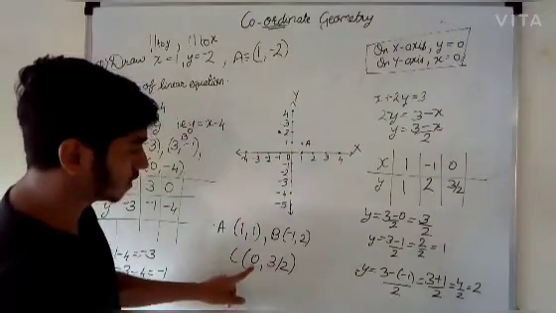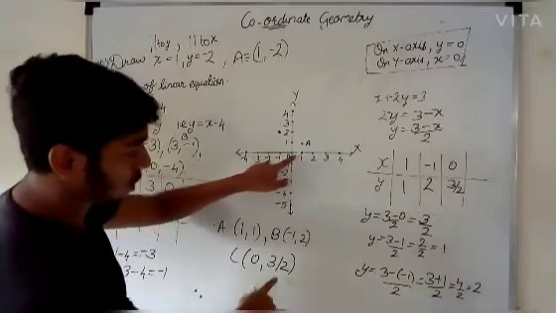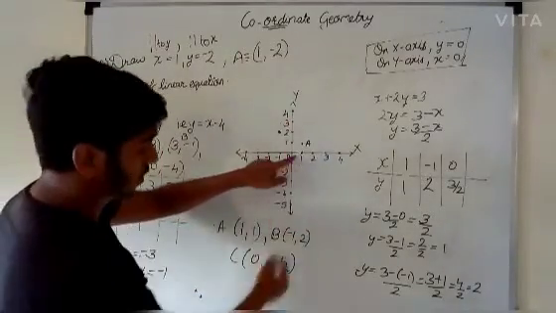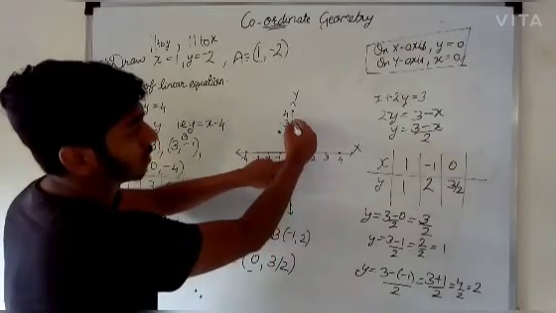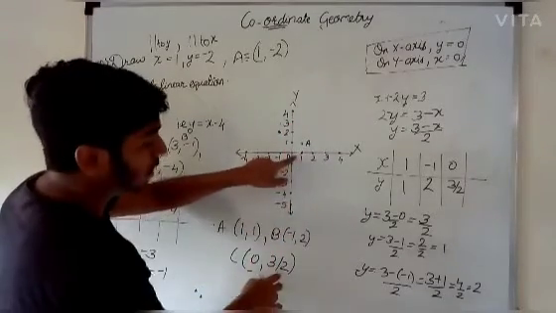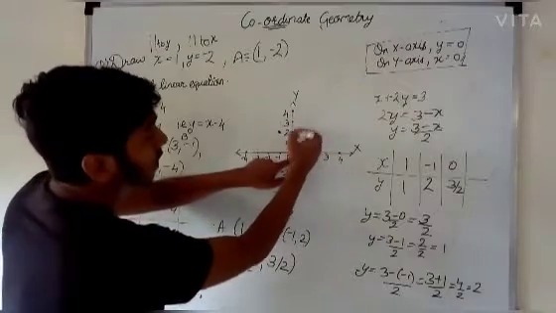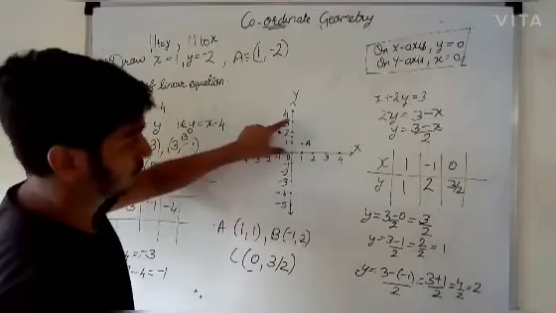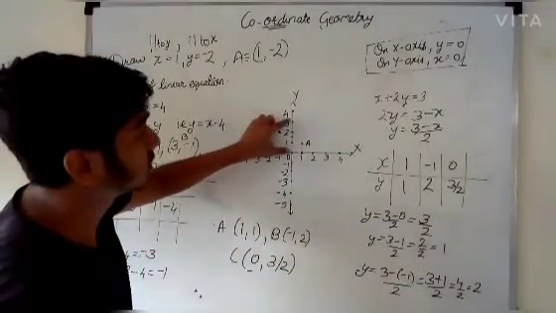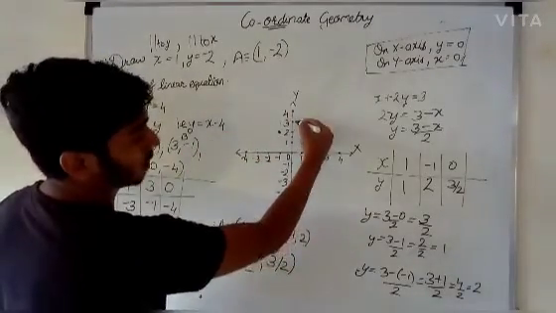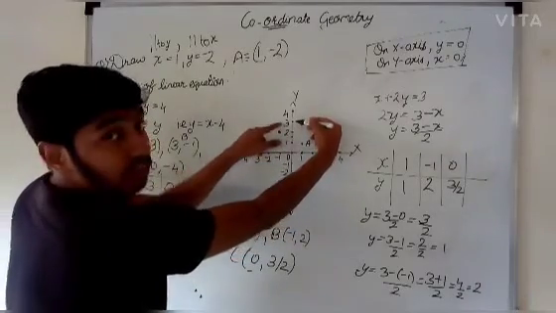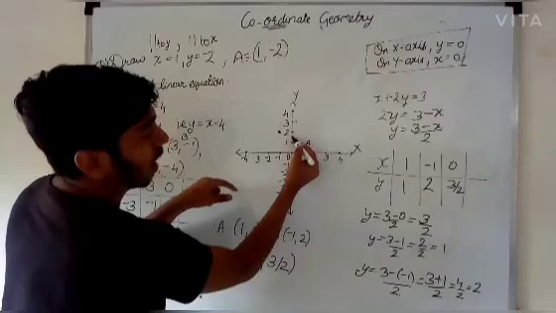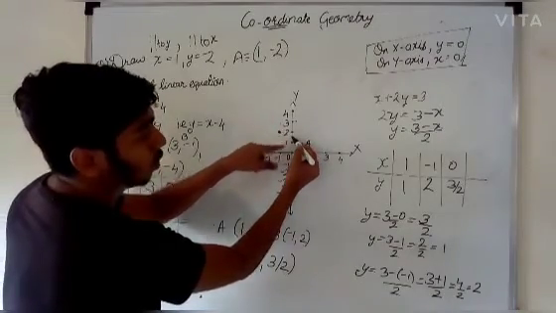And then C will be 0, 3 by 2. So this is on y-axis. That means 0, 3 by 2. So 3 is this. 3 by 2 means half of 3, which will be at this point. Correct? So 3 by 2 means, from origin to this 3, it is 3, and by 2 means half of 3. So that will be in the middle of 2 and 1.